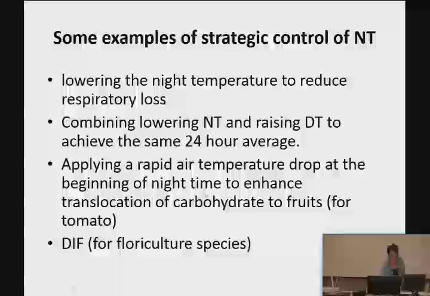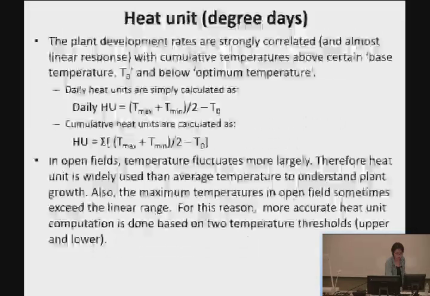And growers typically also do a quick temperature change at the beginning of the night so that the leaf sugar translocation to the fruit is more enhanced. That's why you might hear growers talking about that. I'm going to talk about that interesting technique in a minute.